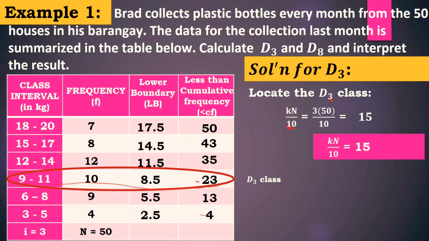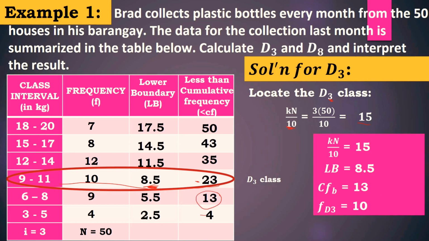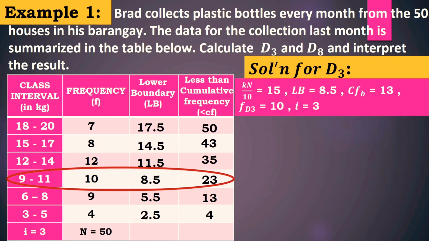So, kn over 10 is 15. Okay, that's 15. Lower boundary is 8.5. Cf sub b, take note, is the cumulative frequency before the d sub 3 class. So, our Cf sub b is 13. Then, frequency of the d sub 3 class is 10 and the size of the class interval is 3. We already have the values needed in the formula.